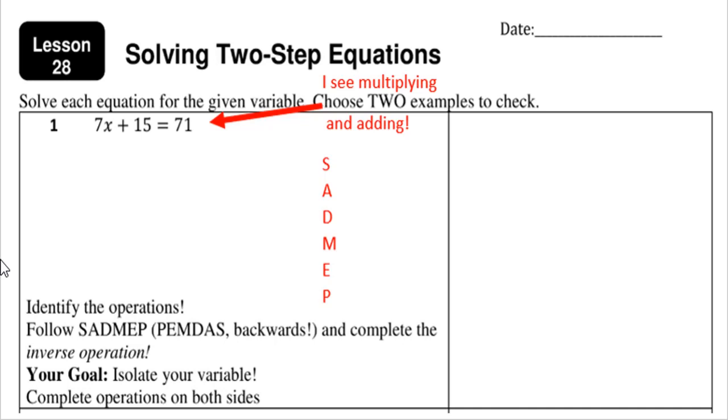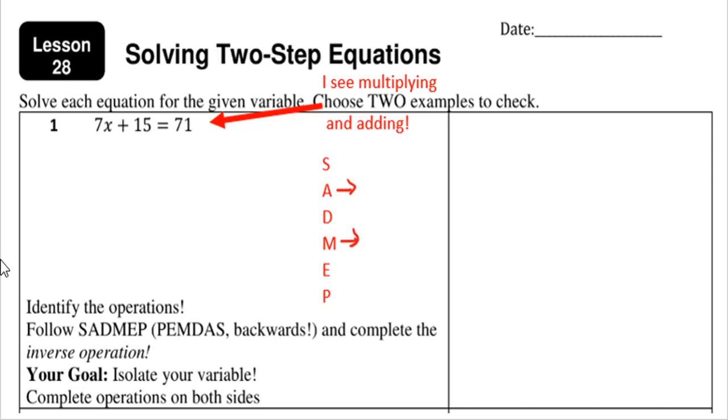So we're going to follow SADMEP, which is, if you notice, PEMDAS backwards. So we're going to work backwards to get x isolated. That's our goal, right? Is to get my variable isolated. So I have to complete operations on both sides, remember, to keep the balance, in order to isolate my variable. So if I see adding and I see multiplying, if I'm following SADMEP, I will have to undo the adding first.